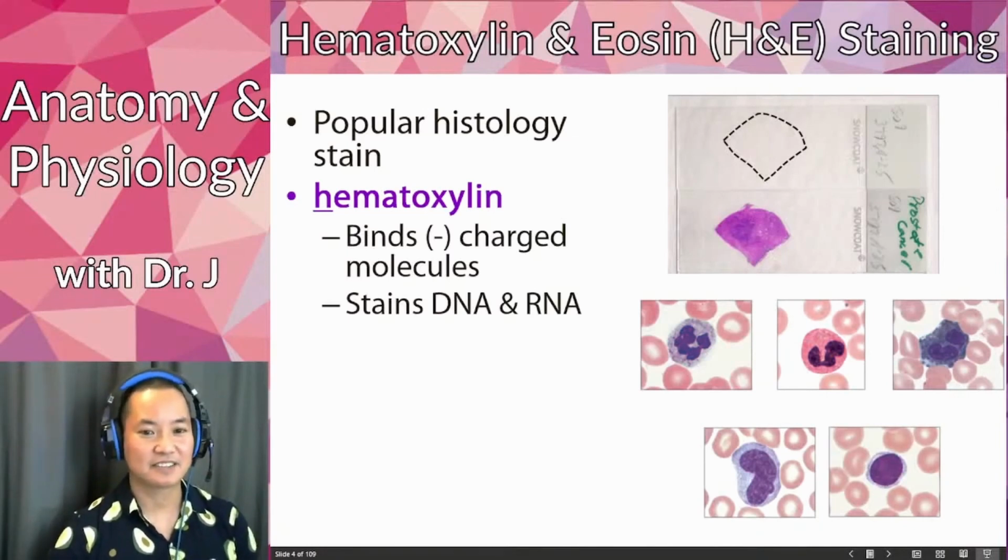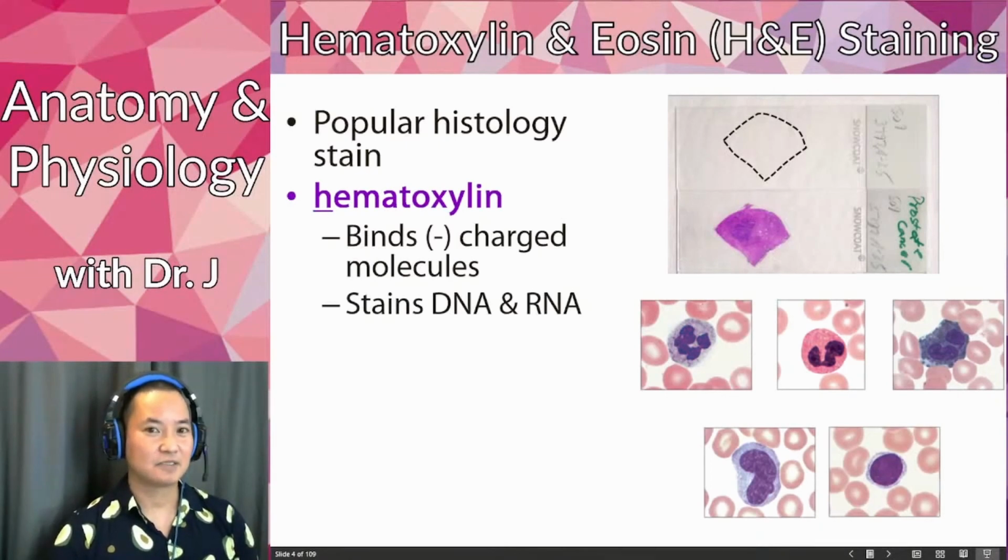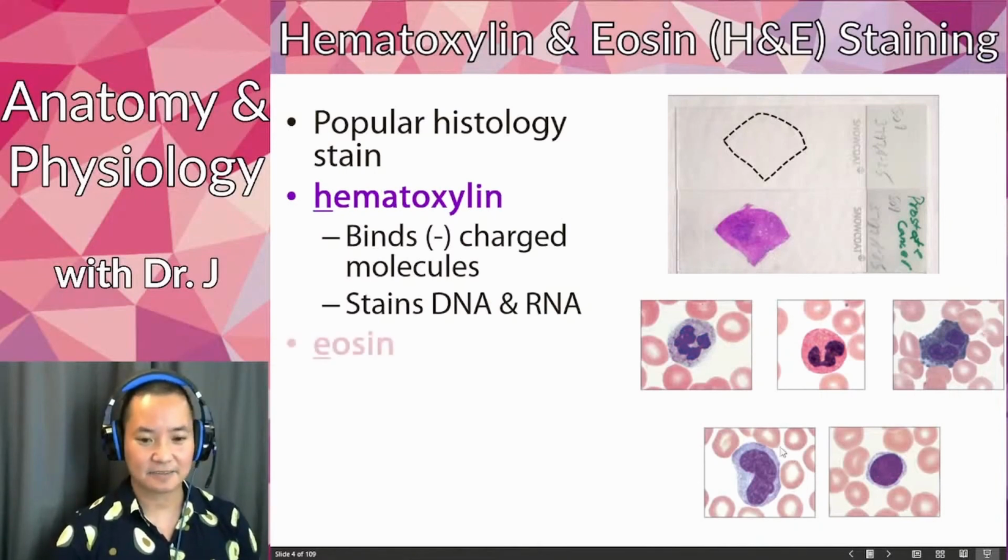And for many of the cells in your body, whenever you apply this H&E staining, their nuclei turn purple. So it's really easy to visualize the nucleus and actually count the cells, because if a cell has a nucleus, then you can count the number of cells you see in that slide.